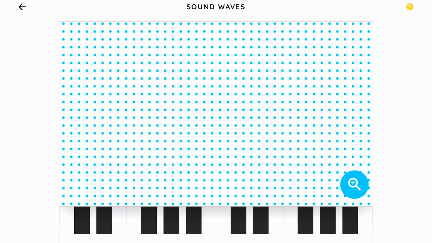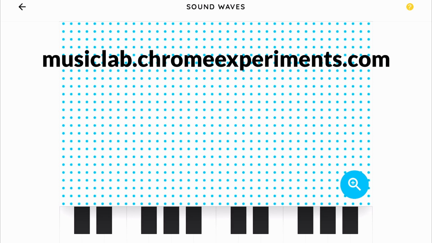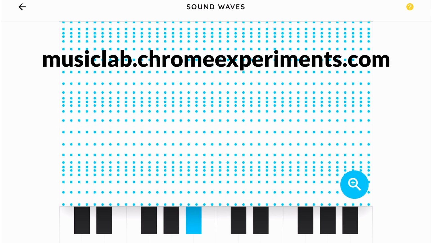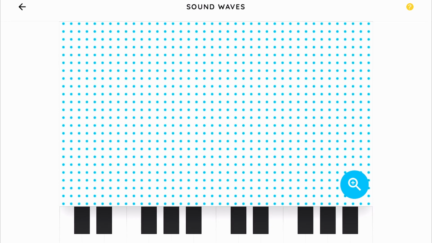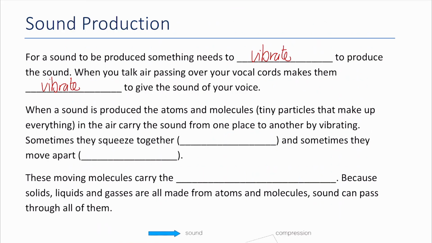You can have a look at this yourself if you go on the internet and search for, as you can see at the top of the page, Chrome experiments. And you can go to the music lab and you can play around with things like this yourself. Let's get back to your notes.